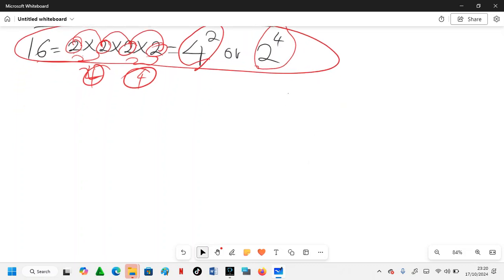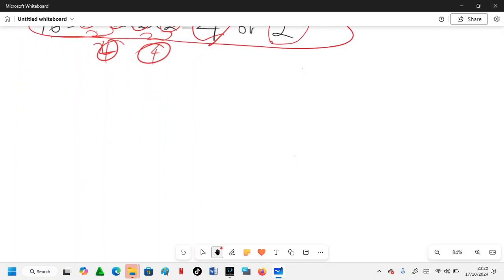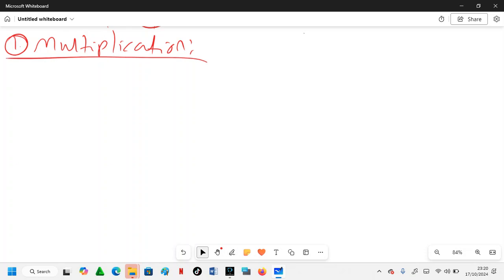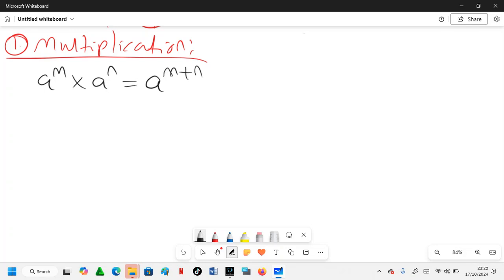So let's go very fast to the laws of indices. I'm going to go to the first law, and the first law is the law for multiplication. Now let me change the color of this pen. The law for multiplication states that if you're multiplying indices of the same base, you just need to add the powers, all right?